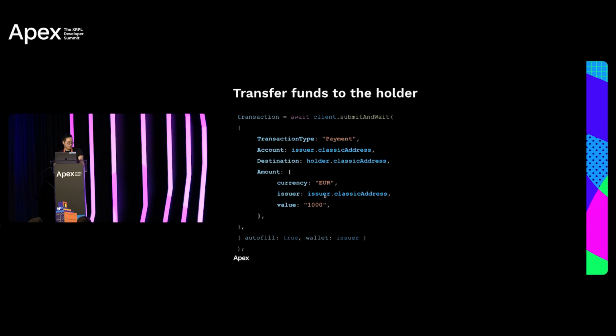So after the holder has trusted to hold some euro, now the issuer can finally send some money to the holder. And here, the issuer is the one submitting this payment transaction. As you can see in the amount field, they are sending over €1,000 to the holder. And after this transaction is successful, the holder address will now own €1,000.